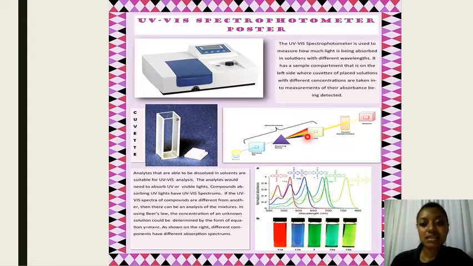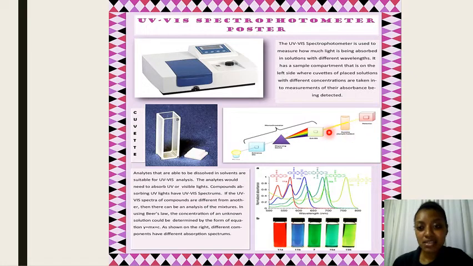So the light that is passing through the cuvette that contains the solution, this light intensity being absorbed here is known as I0, and the light intensity after passing through, after it has been absorbed, is known as I. These two give the equation I0 divided by I, which gives you transmittance, and absorbance can be calculated by the equation absorbance equals negative log of transmittance.